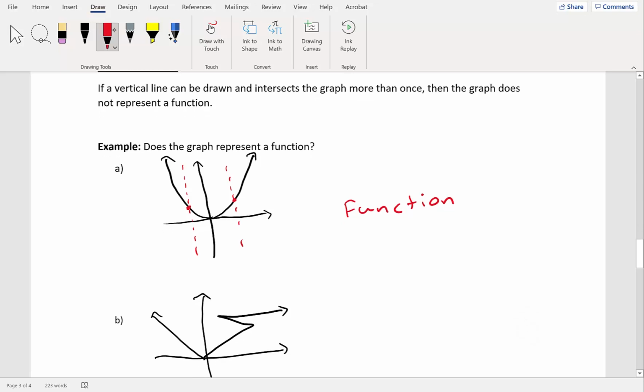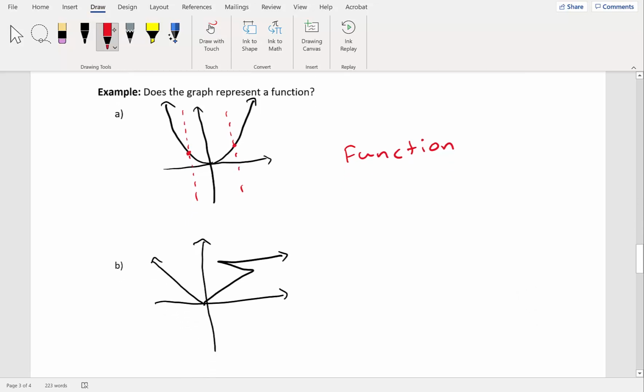Let's take a look at this next one. So we have this weird looking shape over here. Now if I draw a vertical line on this side, it only intersects the graph one time. However, since there is a possibility for me to draw a vertical line where it intersects it more than once, for example, if I draw my vertical line right over here, now it intersects the graph at 3 different points. Since it intersects the graph more than once, that means that this graph is not a function.